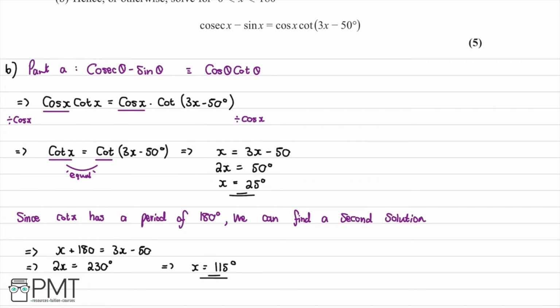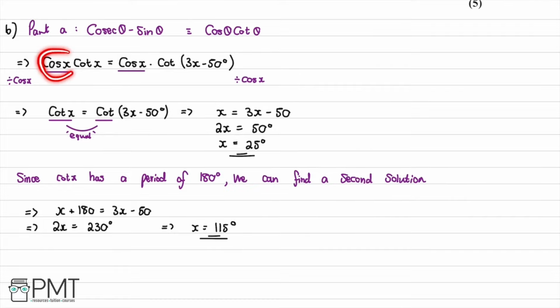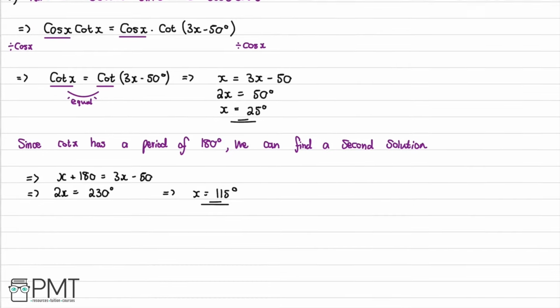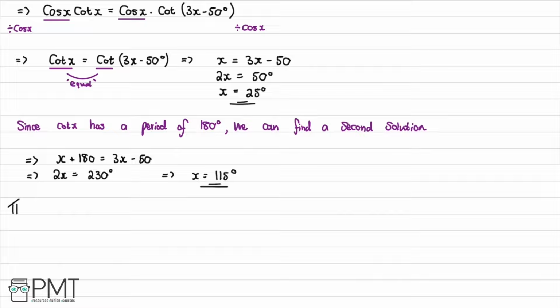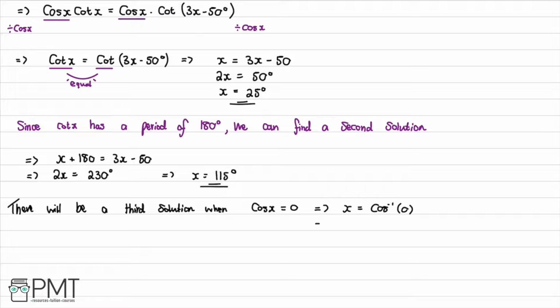And then we must also take into account the solution when cos x is equal to 0. Why is this? This is because, remember, in our original term, we have a cos x. Hence, therefore, we'll have the solution when cos x is equal to 0. So we'll just note down here, there will be a third solution when cos of x is equal to 0. So therefore, we'll have that x is going to be equal to cos negative 1 of 0. And putting this into our calculator, we'll therefore have that x is going to be equal to 90 degrees.